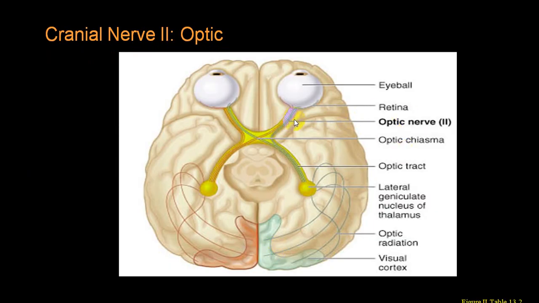So this is the optic nerve. The nasal fiber will be crossing, the temporal fiber remains on the same side. Then it goes to the lateral geniculate body, then the optic radiation, and to the occipital cortex, or we call visual cortex.